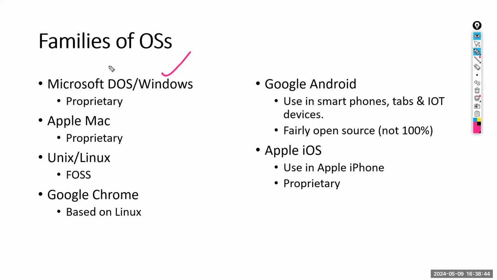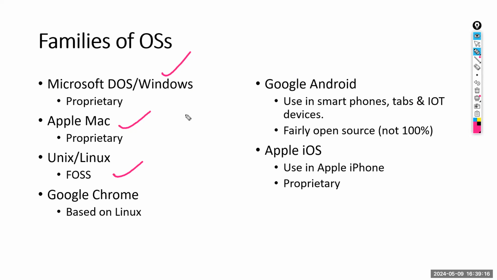Before Windows, we had DOS, and it's a proprietary Microsoft operating system. Then Apple Mac, another proprietary operating system from Apple. Then we have Unix and Linux, old Unix and newer Linux. When it comes to Linux, it is free and open source software. Source code is available free of charge.